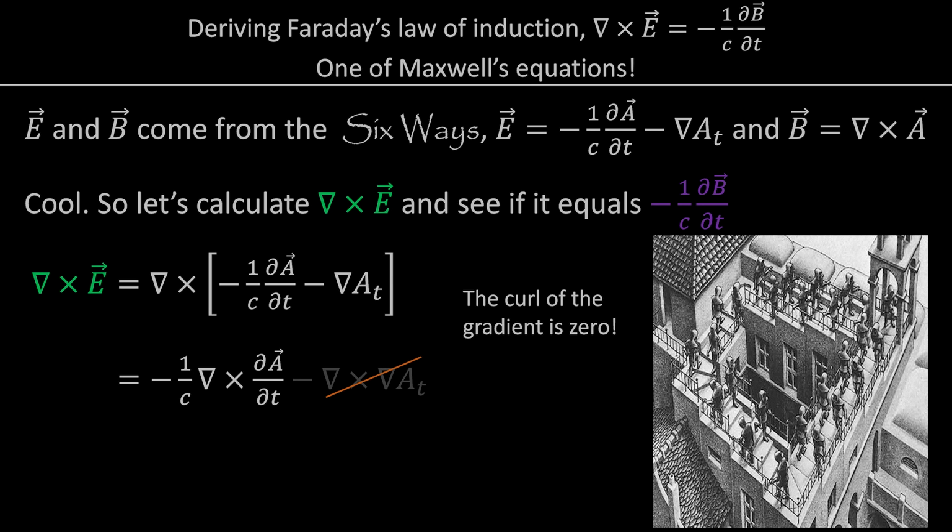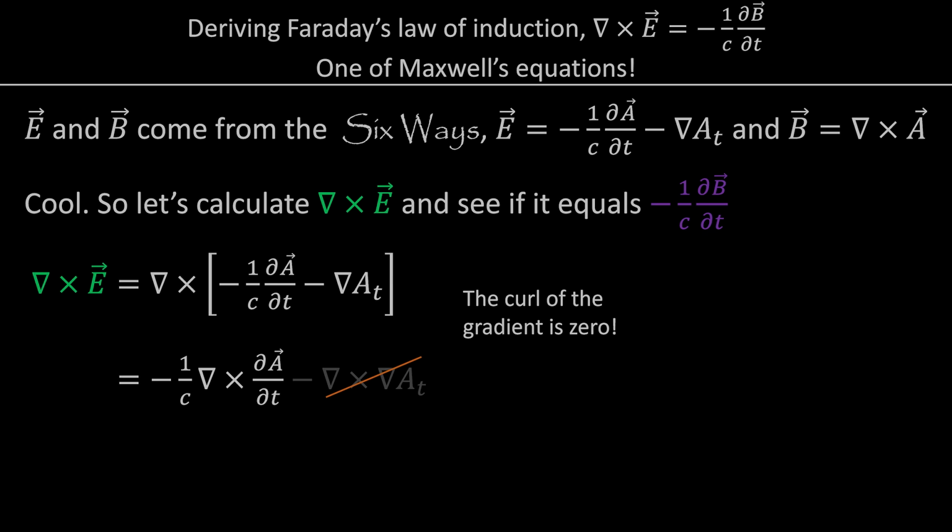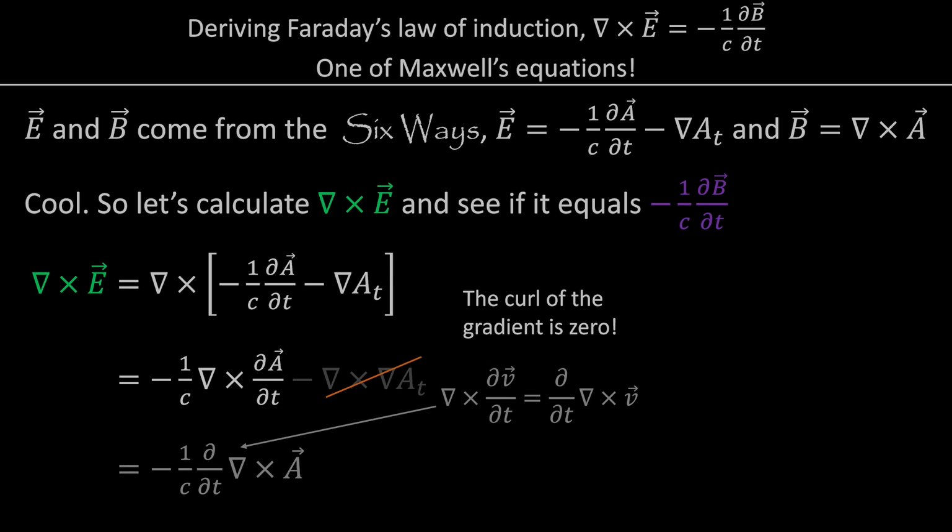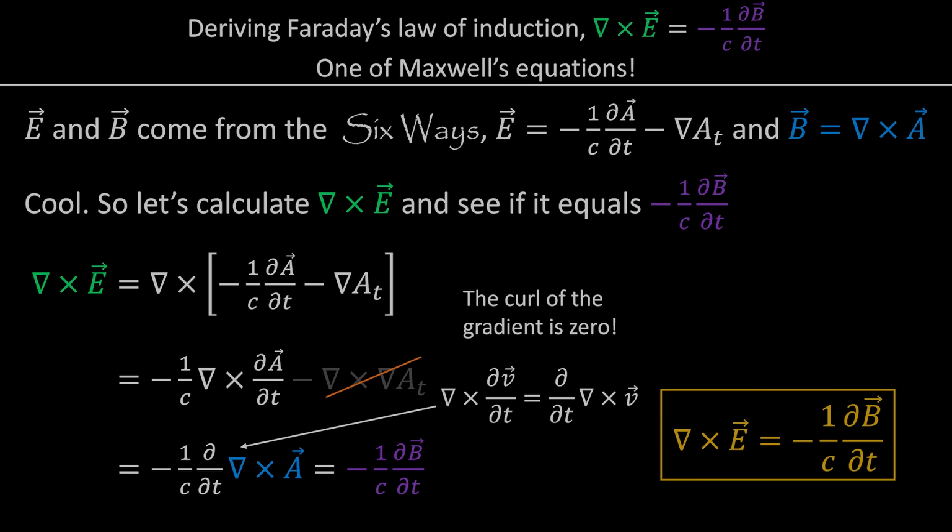You can prove that in a more formal way if you want, of course, using the definitions of curl and gradient. Well, anyway, so that term goes away, and we're left with -1 over C times the time derivative of the curl of the vector potential, that is the spatial part of A. And, well, wait a minute. The curl of the vector potential, that's the definition of B, and so that expression is -1/c times the time derivative of B. So yeah, that's totally true. And so we've just proven Faraday's law of induction.